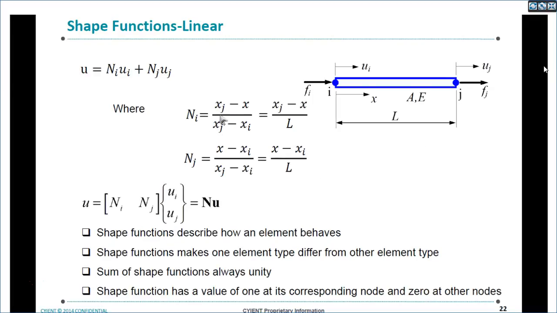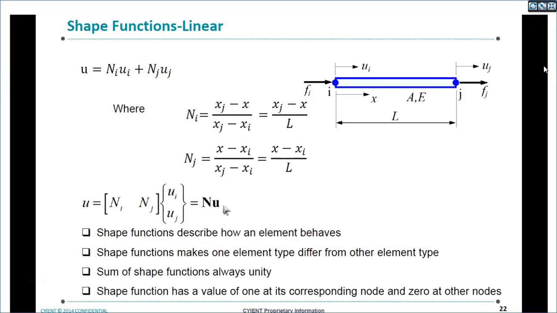Now these are the shape functions. Ni is nothing but (xj minus x) by L, where L is the length of the element, that is xj minus xi. Similarly, Nj is nothing but (x minus xi) by L. So this function can be written in these terms: u equals N matrix times u matrix.